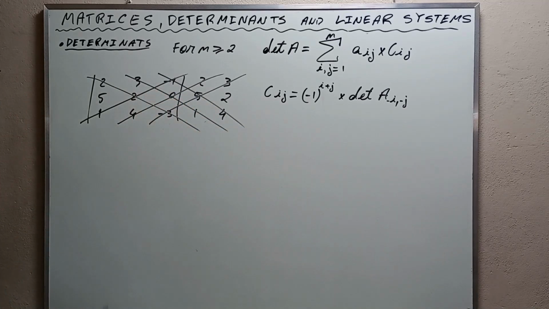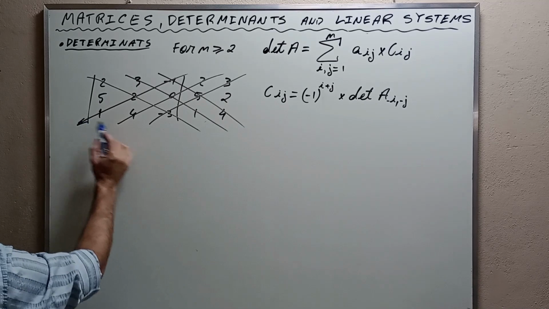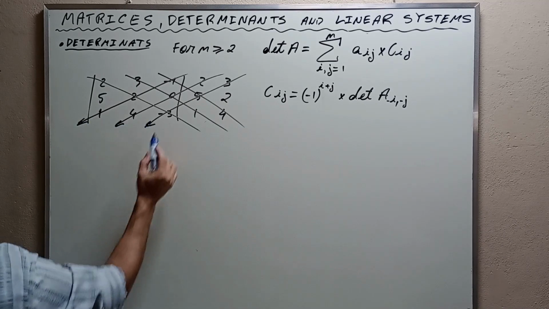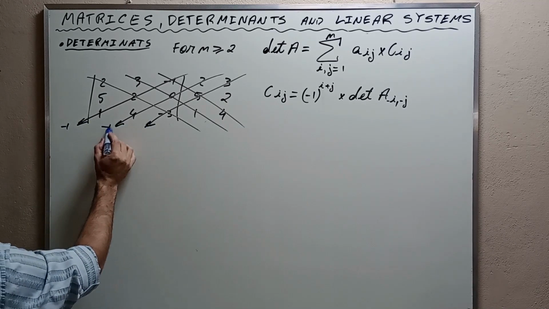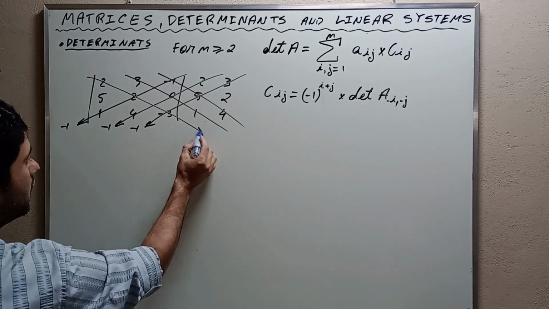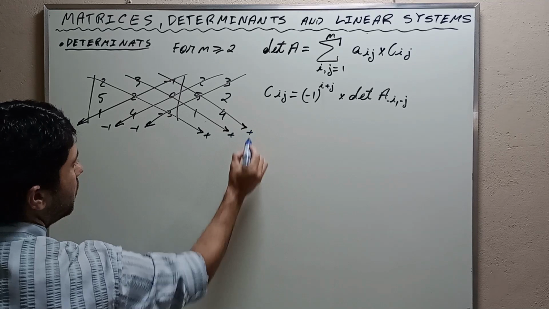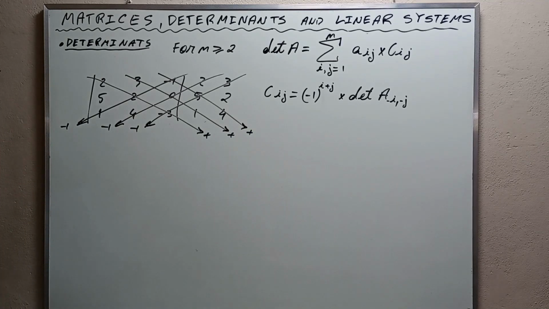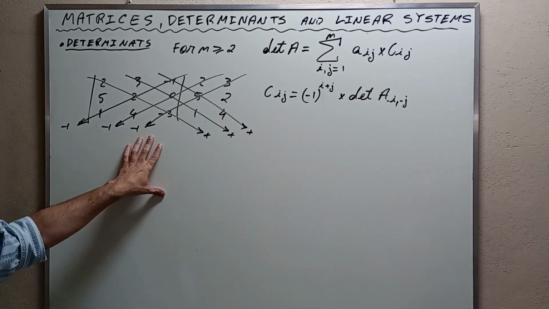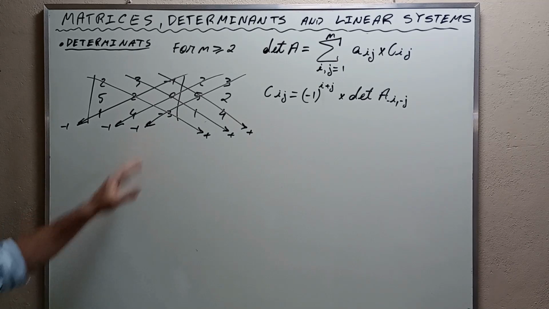The arrows on the left have to be multiplied by negative 1, and the products on the right keep the sign. Okay? This is the rule of Sarrus as I understand it. You may have learned this in a different way, but it has to be similar.